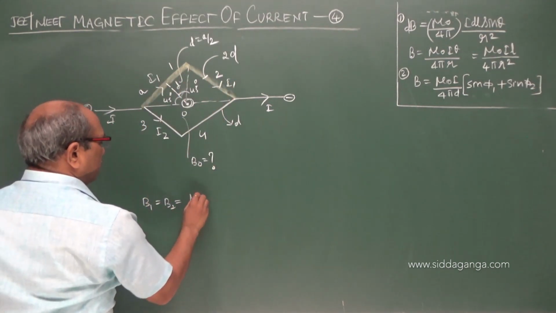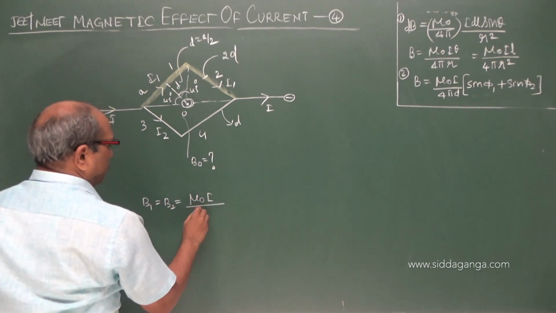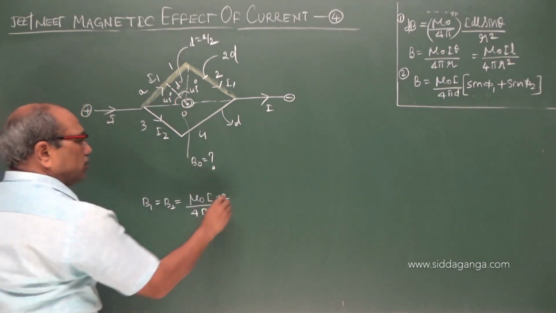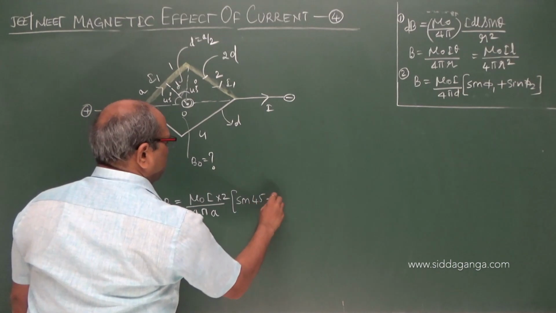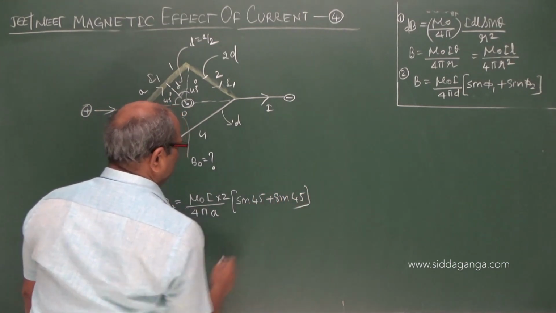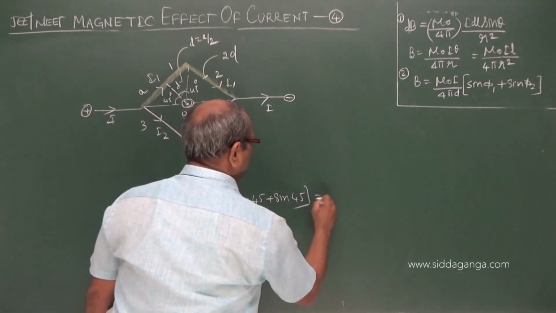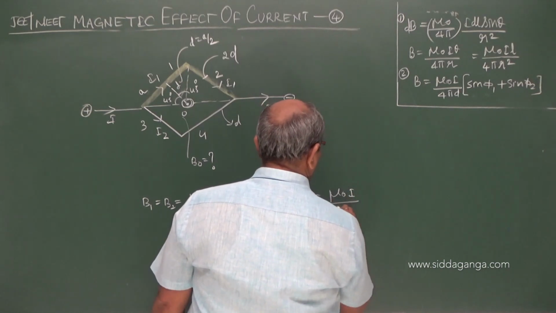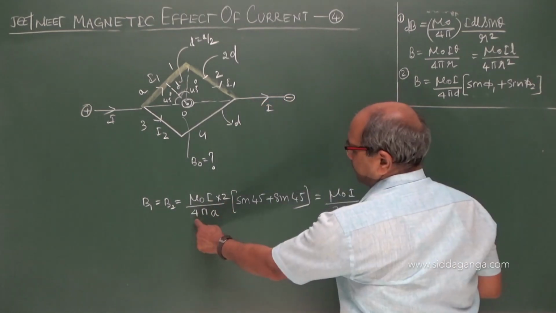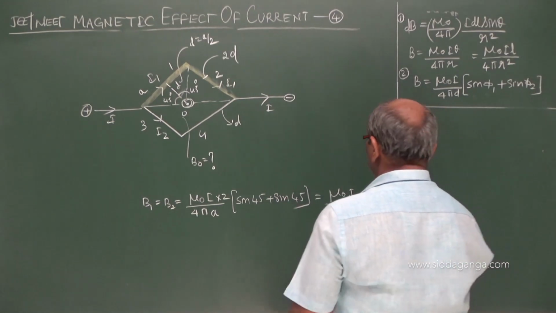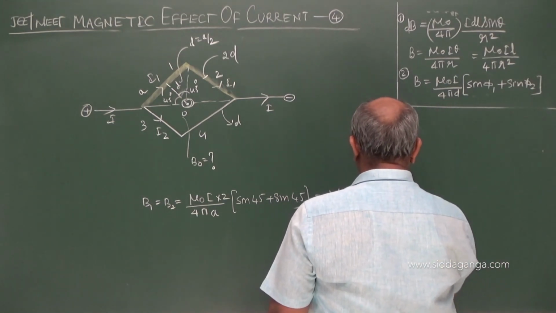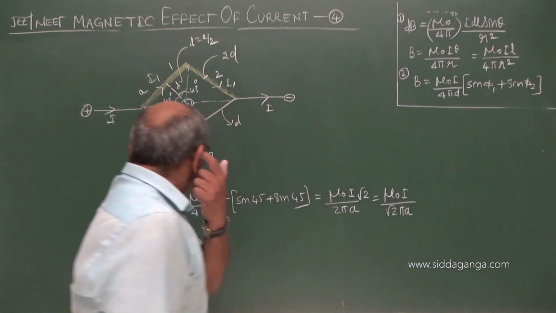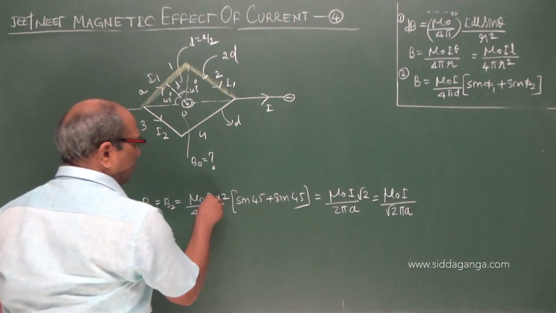B1 and B2 together can be written as mu naught I by 4 pi into the distance d, which is a by 2, into sin 45 plus sin 45. Dividing by 2, this becomes mu naught I by 2 pi a. The 2 cancels here, and sin 45 is 1 by root 2, 1 by root 2, adding to root 2. Or I can write it as mu naught I by root 2 pi a. That is the value, for I1, I say.